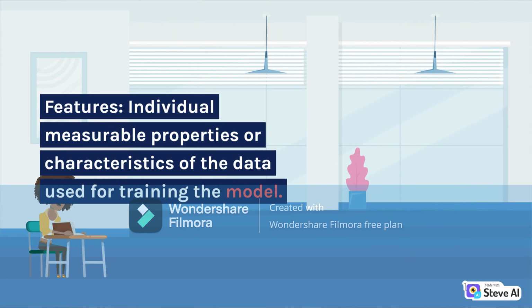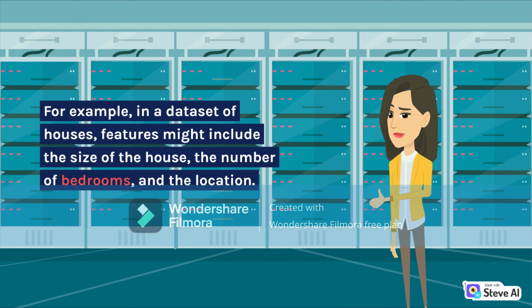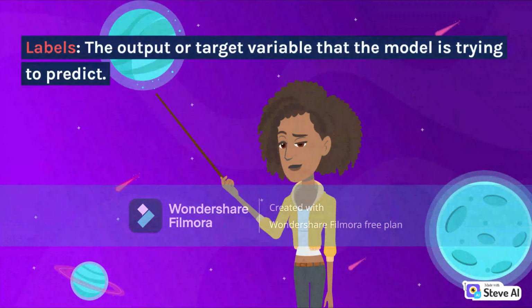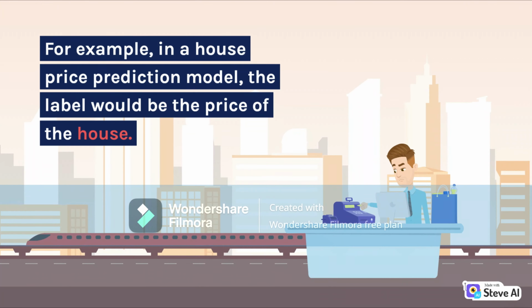Features, individual measurable properties or characteristics of the data used for training the model. For example, in a dataset of houses, features might include the size of the house, the number of bedrooms, and the location. Labels, the output or target variable that the model is trying to predict. For example, in a house price prediction model, the label would be the price of the house.